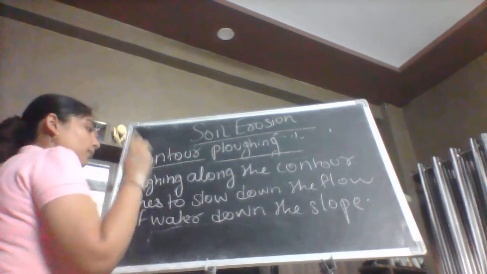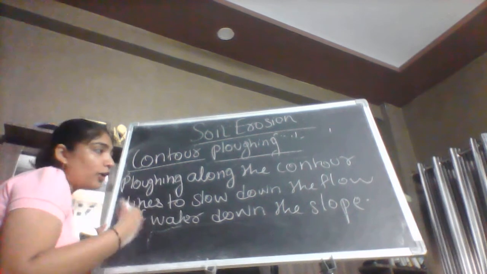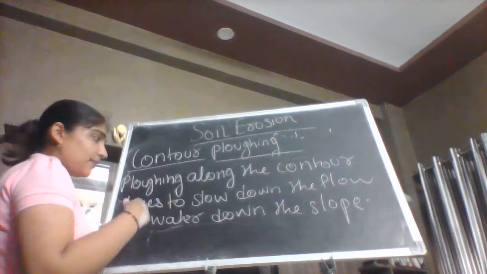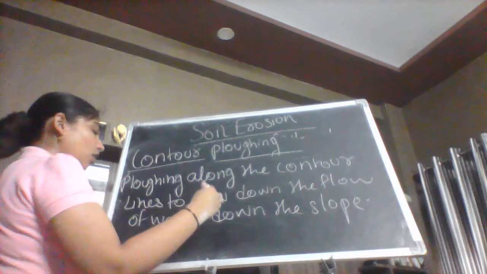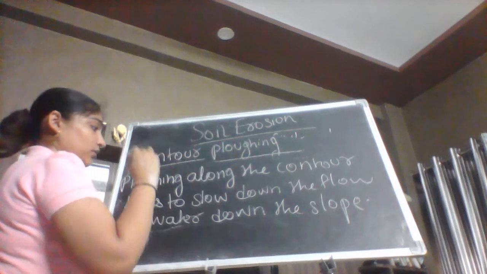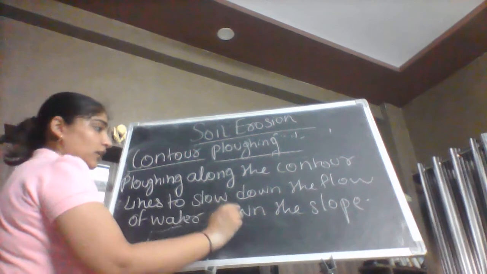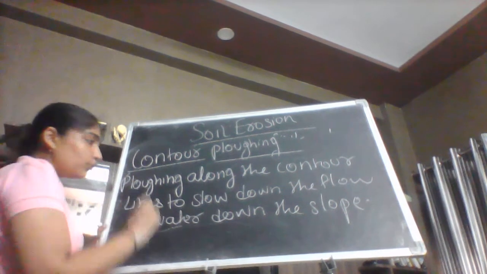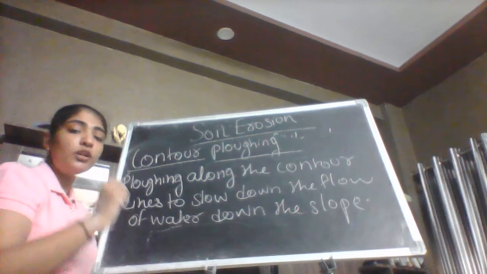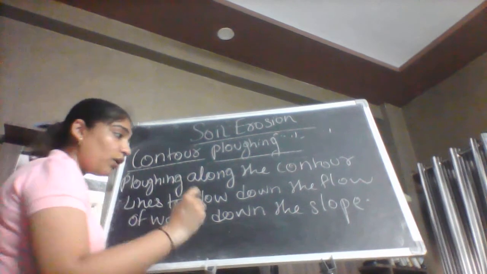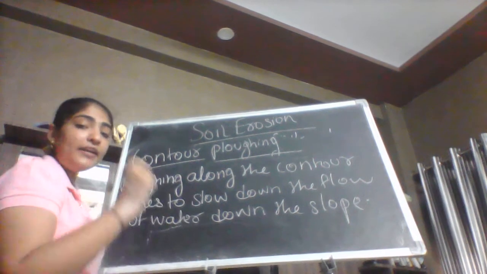Now what is plowing I have told you. So what you can write except this, keep farming along the boundary to slow down the flow of water down the slope. So contour is basically the boundary of any land surface. Now what is slope? Slope is the up and down surface.